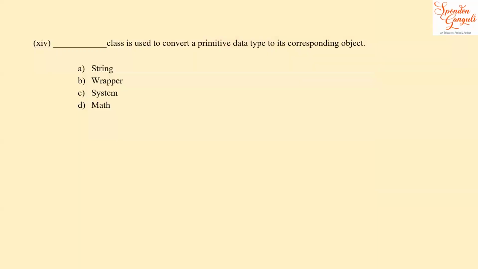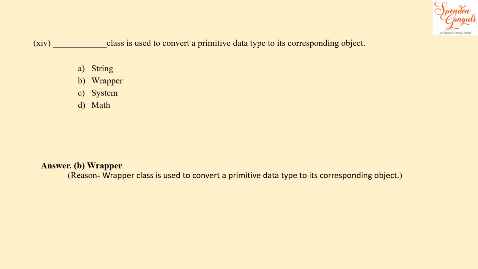Next question. Dash class is used to convert a primitive data type to its corresponding object. Is it String, Wrapper, System, or Math? Let us see the answer. It is the Wrapper class. Wrapper class is used to convert a primitive data type into its corresponding object.